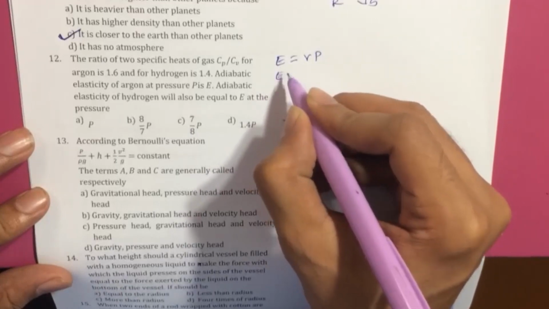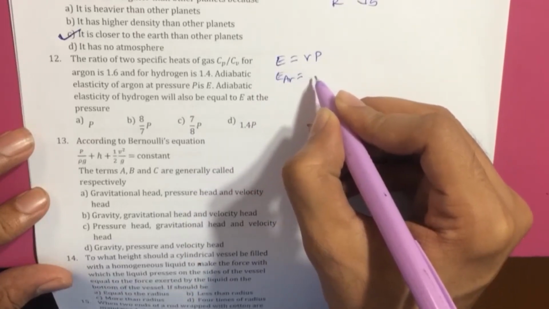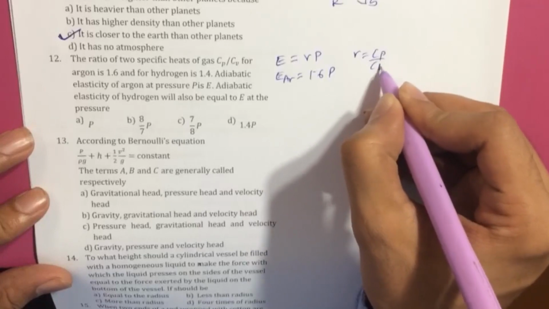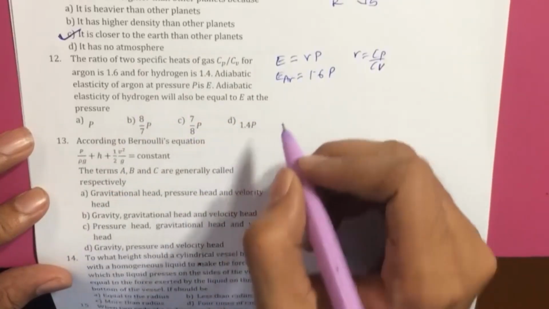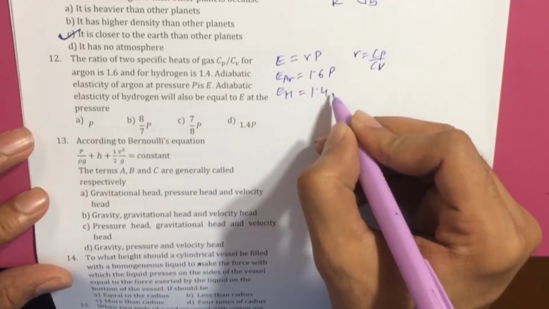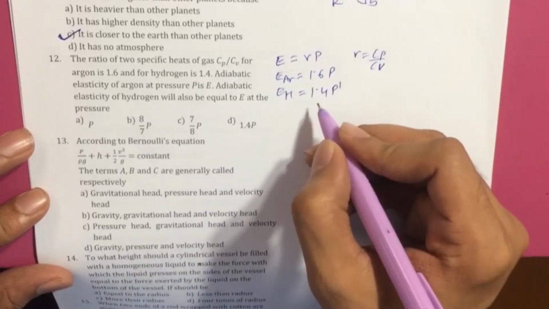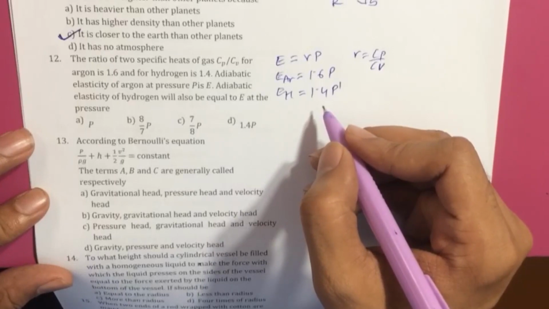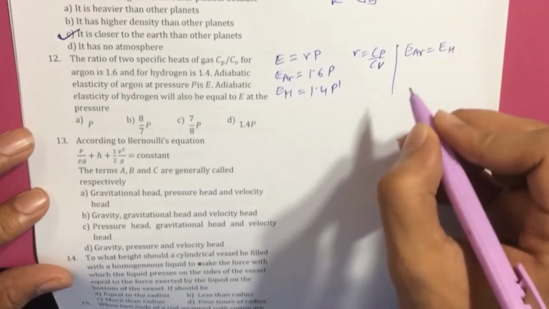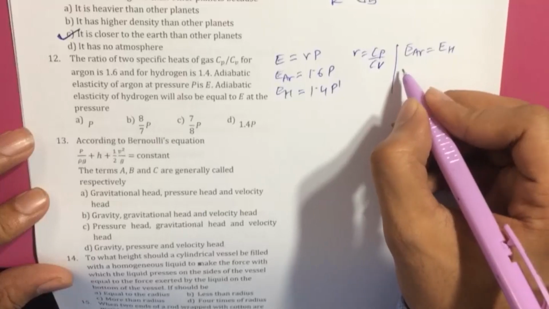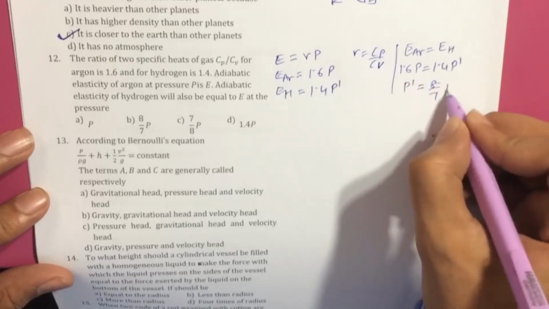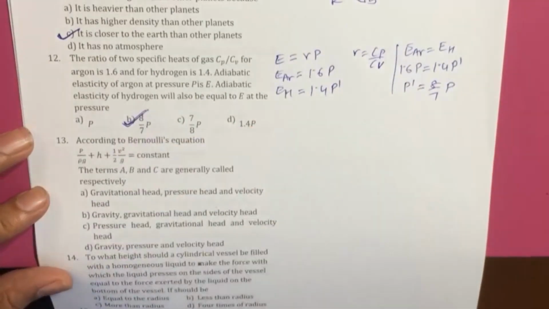Now for argon, adiabatic elasticity is 1.6 P. Gamma is basically Cp by Cv, and since Cp by Cv value of argon is 1.6, E of hydrogen would be equal to 1.4 P dash. As elasticity of hydrogen and argon are equal, that is E argon and E hydrogen are equal, so I can say 1.6 P equals 1.4 P dash. So from here I'll get P dash equals 8 by 7 P. That B will be your correct answer.